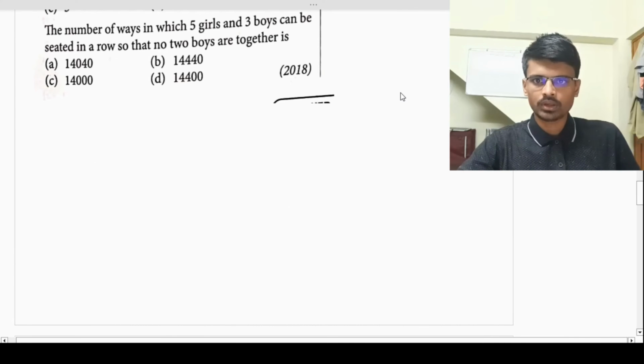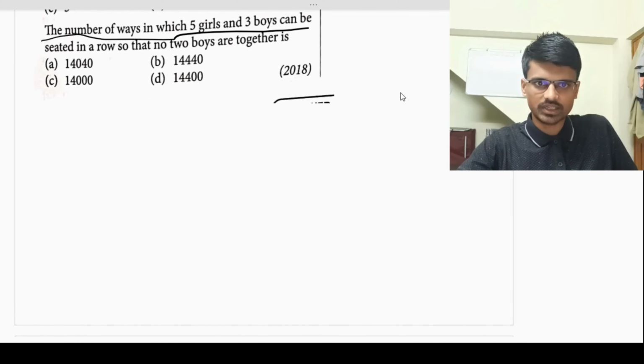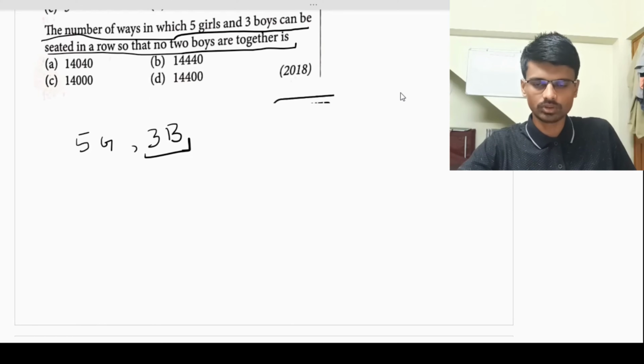So here, the number of ways in which 5 girls and 3 boys can be seated in a row so that no 2 boys are together is. So we have got 5 girls and 3 boys. No 2 boys are sitting together. So let's first seat the girls. Then we'll come back to the boys part.